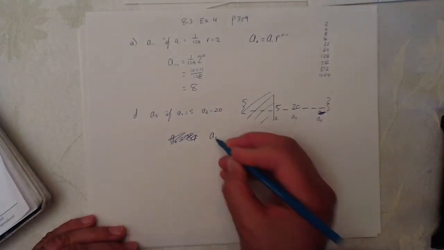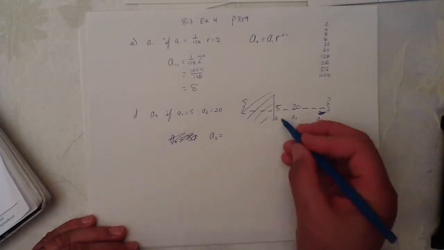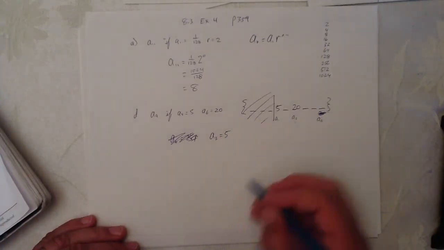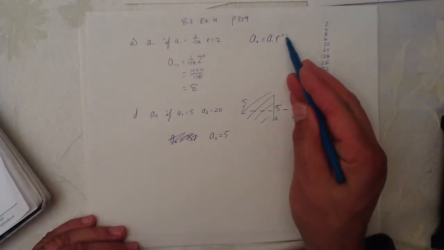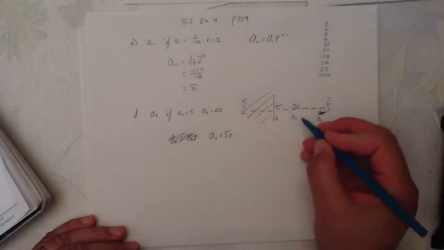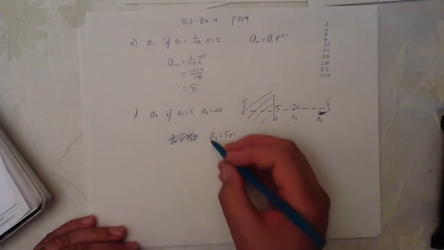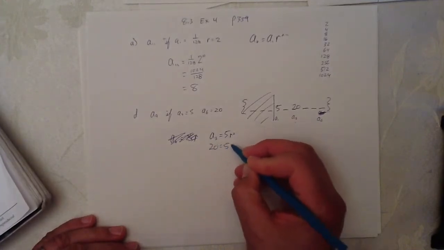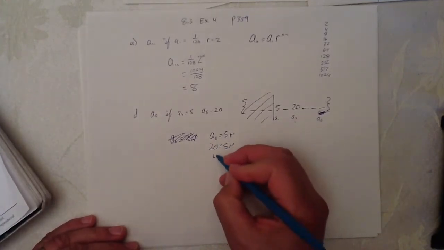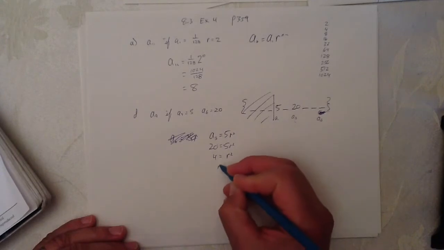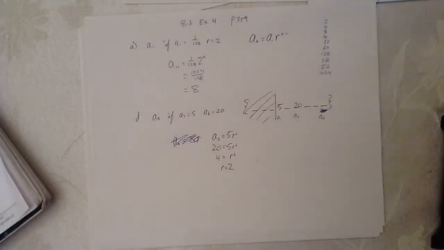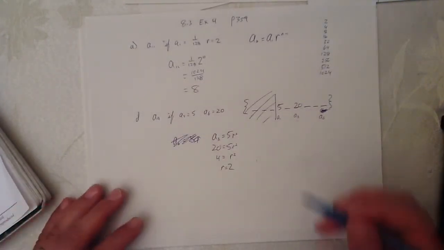A3, which is 20, will equal A1, which is 5, times R to the n minus 1. So n in this case is 3, so R squared. So 20 equals 5 times R squared. 4 equals R squared. R equals 2. And now that I know what R is, the rest is easy.